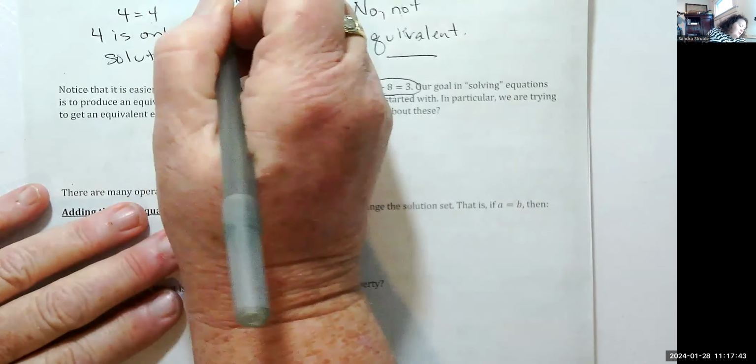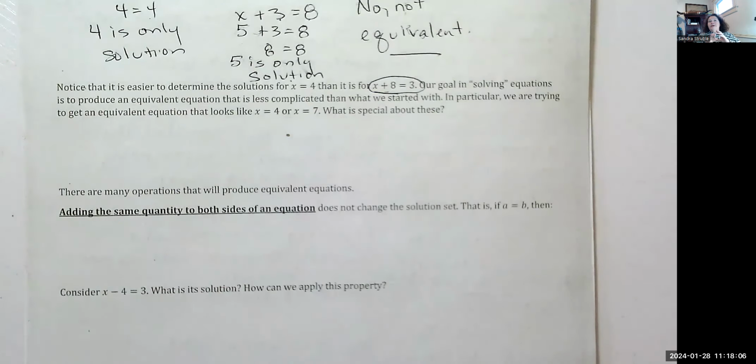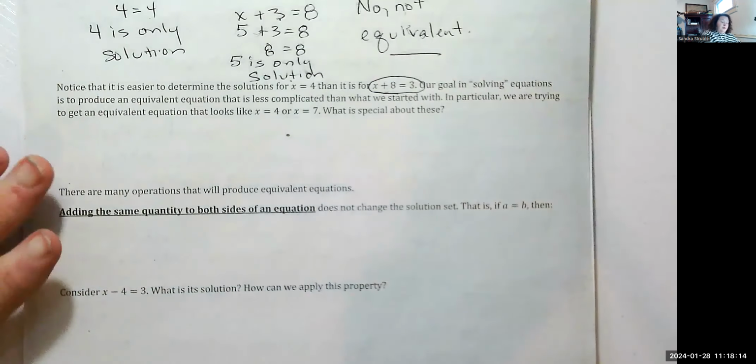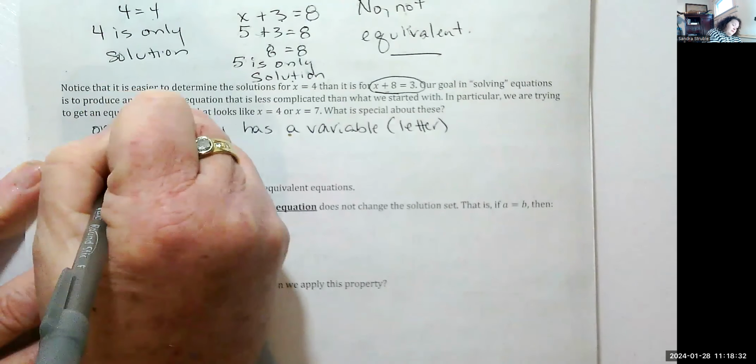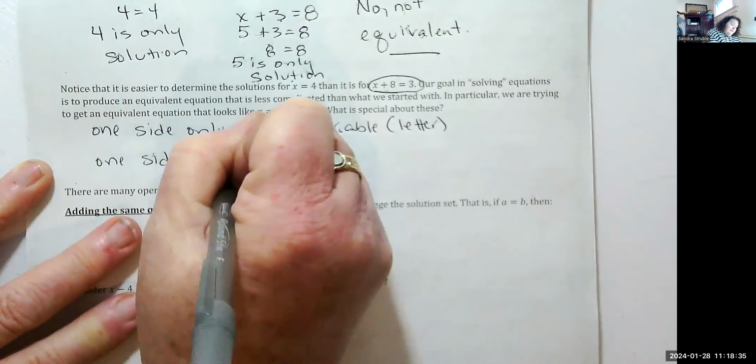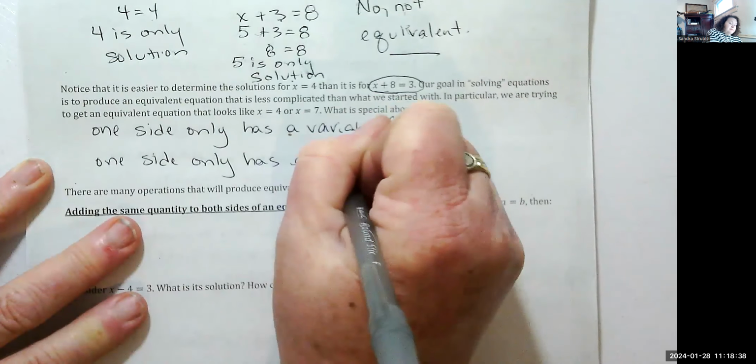Our goal in solving equations is to produce an equivalent equation that is less complicated than what we started with, but in particular, we're trying to get an equivalent equation that looks like x equals 4 or x equals 7. So what's special about these? One side only has a letter or a variable, and one side only has a number.